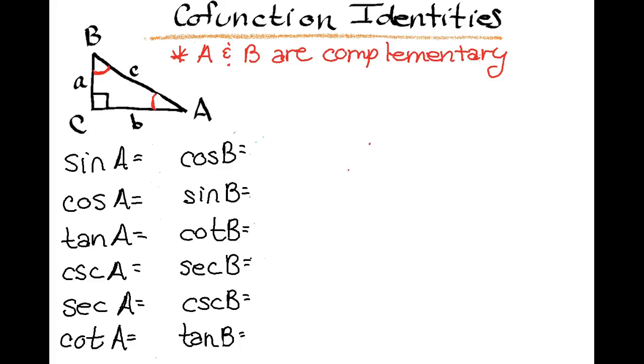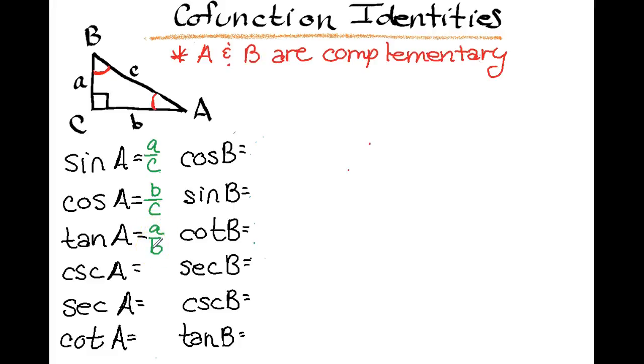I actually have 12 laid out, 6 for angle A and 6 for angle B. So I want to go ahead and fill those in using SOHCAHTOA. The sine of A is opposite over hypotenuse, which is A over C. Cosine of A is adjacent over hypotenuse, B over C. Tangent is opposite over adjacent, A over B.